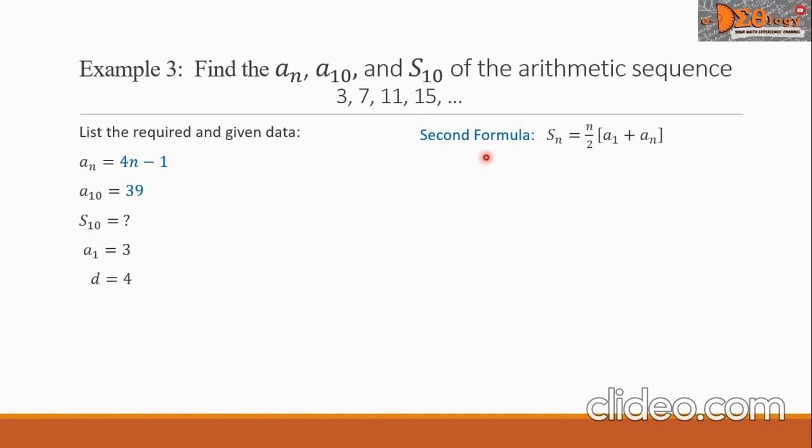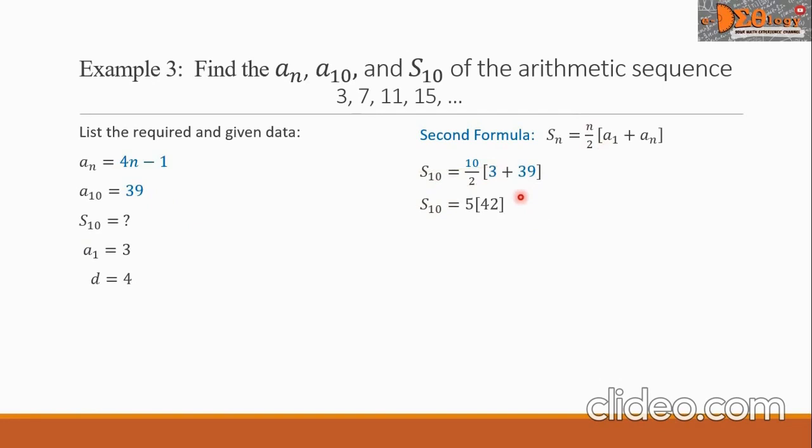Let us use the second formula, a simpler one, because we have the first term and the last term as defined. We can also use the first formula here. However, the second formula is much easier to use. So s sub 10 equals n over 2 is now 10 over 2, multiplied by a sub 1, the first term is now 3, plus a sub n, or this is a sub 10 equals 39.